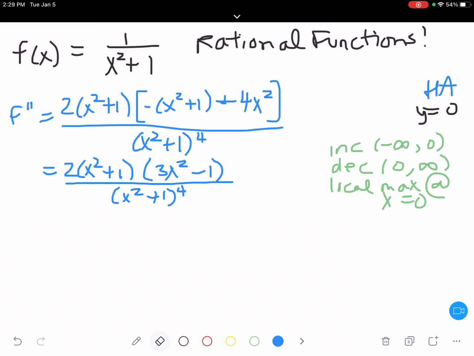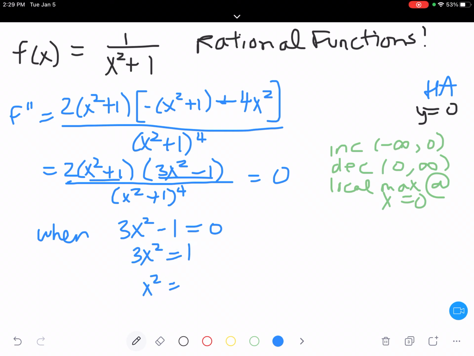All right. Now, if I set this equal to 0, I'm going to look for the numerator to equal 0. So 2 can't equal 0, x squared plus 1 can't equal 0, but 3x squared minus 1 can equal 0. So that's the only time that this is going to equal 0, when 3x squared minus 1 equals 0. And that would be when 3x squared equals 1, or when x squared equals a third, or x would equal plus or minus 1 over radical 3. It would be the square root of both sides, which would be 1 over radical 3.